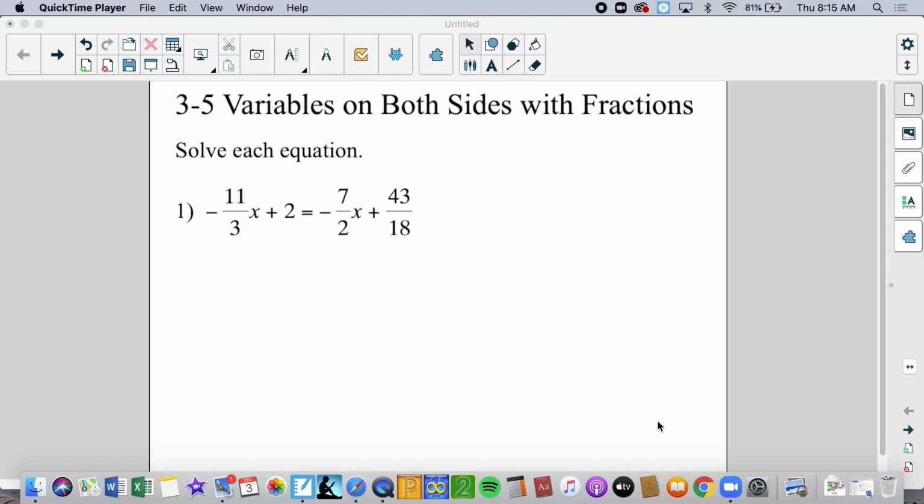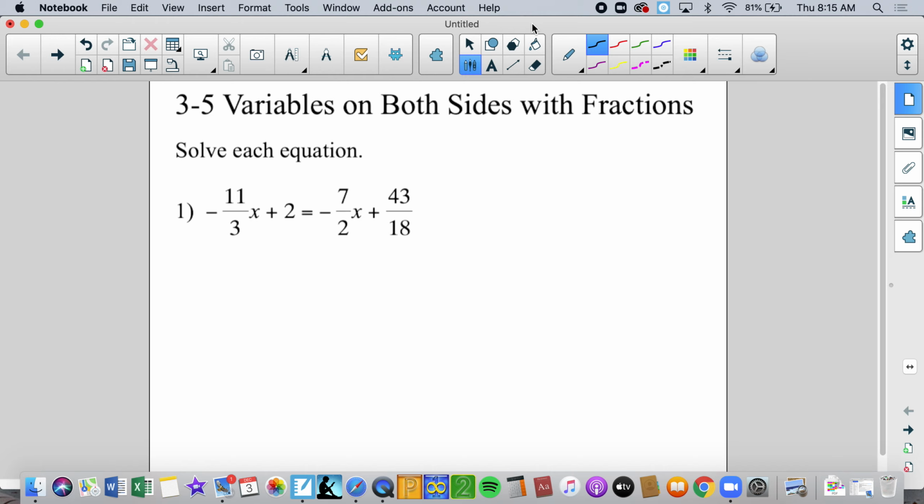Today we're going to work on section 3.5, variables on both sides with fractions. A little bit different problem here is that now we have constants and variables on both sides. So we need to deal with this. First of all, do we have any mixed numbers? No. So we don't have to convert any of these fractions into improper fractions.